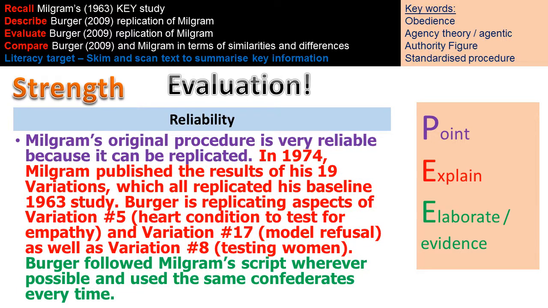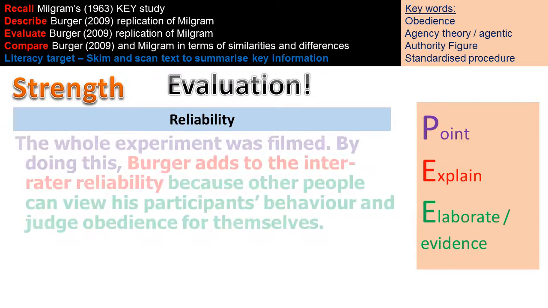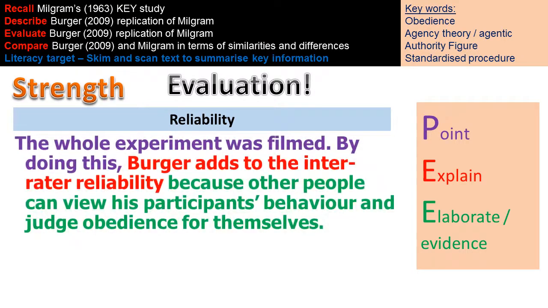Berger's obviously just replicated it. Now, in 1974, Milgram published the results of his 19 variations, and Berger is replicating aspects of variation number 5, variation number 17, and variation number 8 by testing women. Berger also was able to follow a Milgram script wherever possible and use the same confederates every single time. The whole experiment was filmed as well, and by Berger doing this, he allows for inter-rater reliability, so he's got somebody else there with him checking the conclusions that he makes and thus avoiding subjectivity as well.